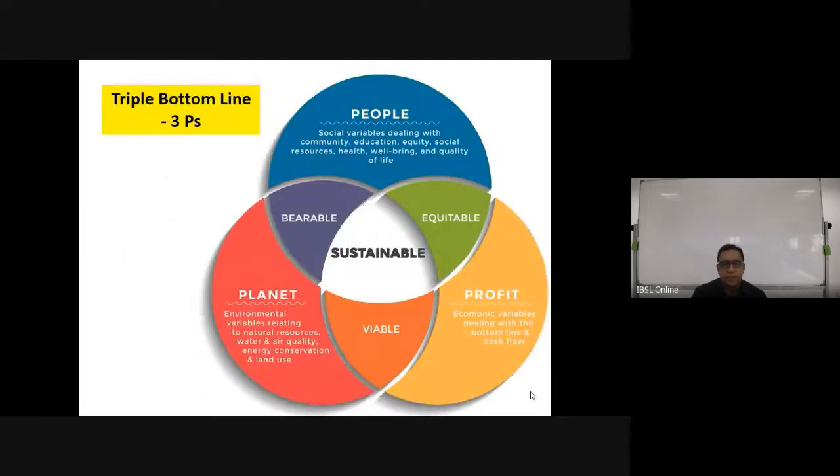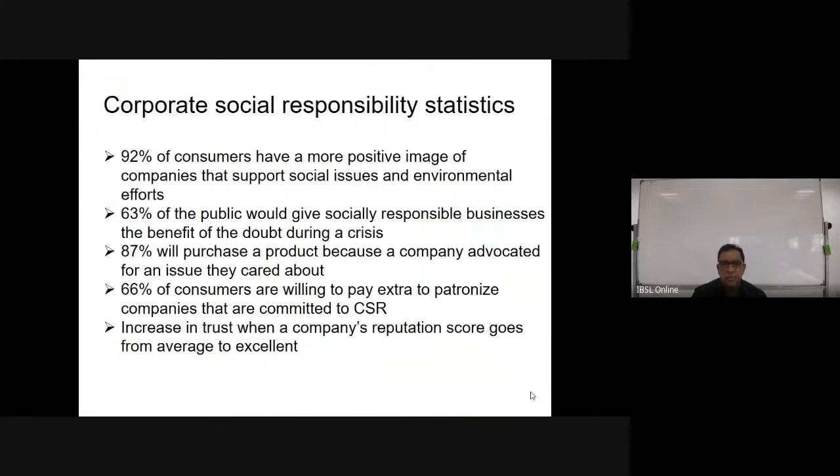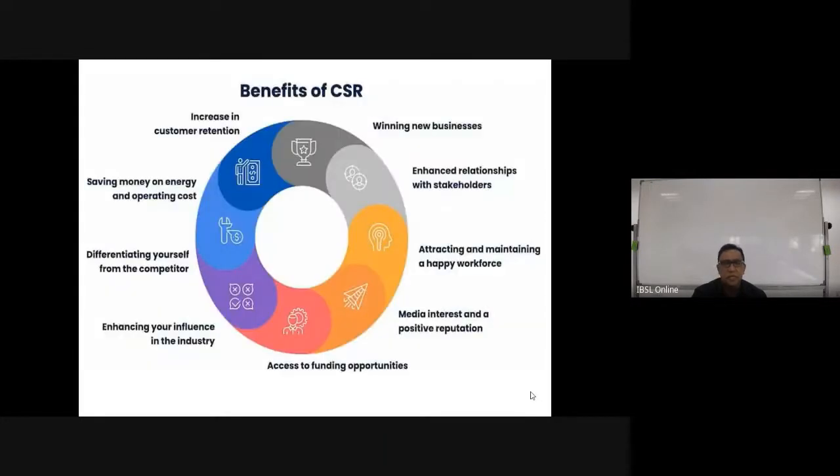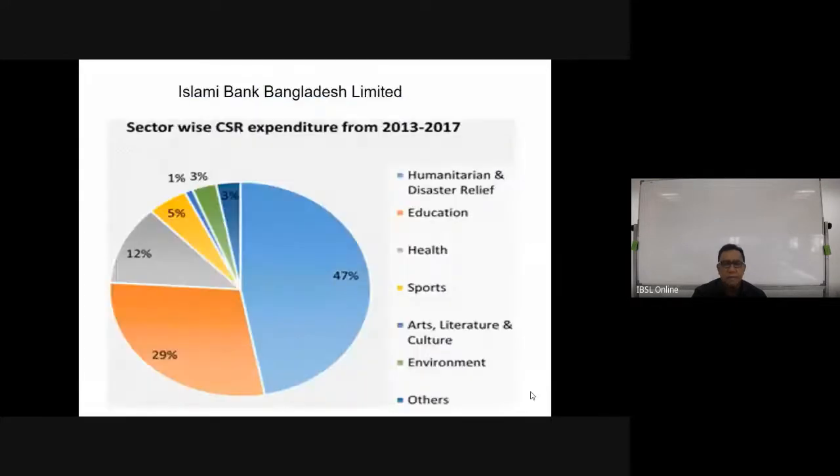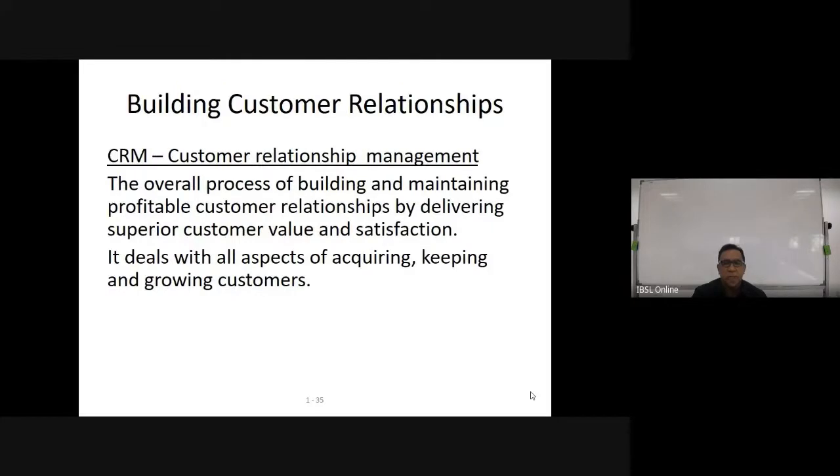and also we looked at a new concept called the triple bottom line. I hope you remember the people factor, the planet, and the profit perspective, and why we should do corporate social responsibility activities and the benefits of CSR, and how some banks have spent on CSR activities over the years, and the value of CRM, that is customer relationship management.